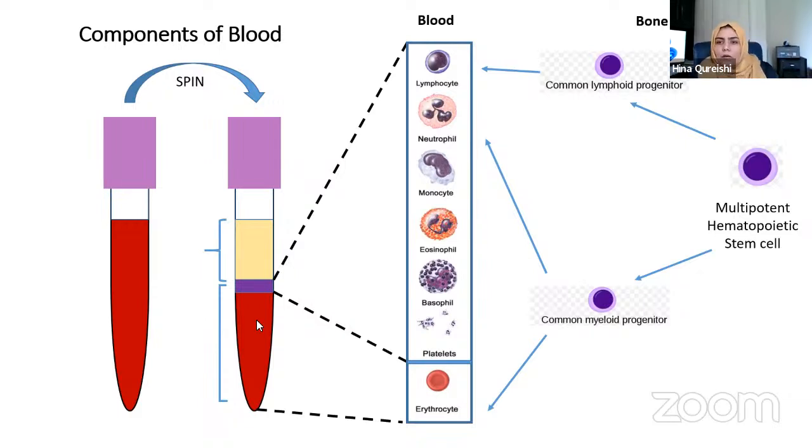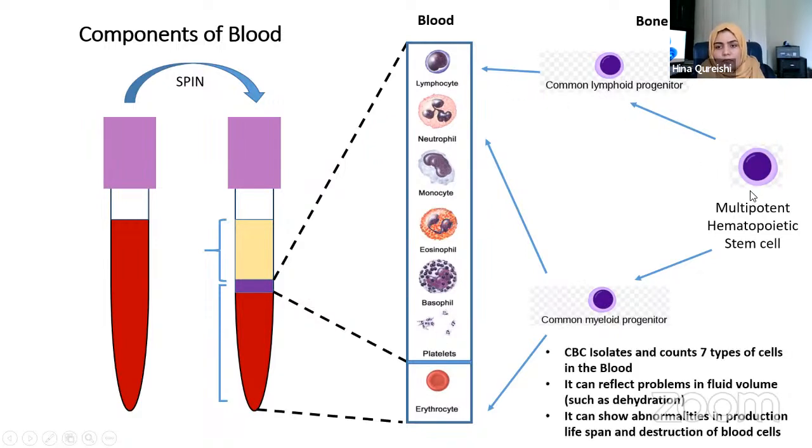All of these cells come from a multipotent hematopoietic stem cell that originates from the bone marrow. So any abnormality that you see here eventually gives us clues about whether this is a peripheral abnormality or a bone marrow abnormality. A CBC isolates and counts 7 types of cells in the blood, and it can reflect problems in fluid volumes such as dehydration as well. It can show abnormalities in production, lifespan, and destruction of blood cells, all the way from bone marrow to the peripheral blood.